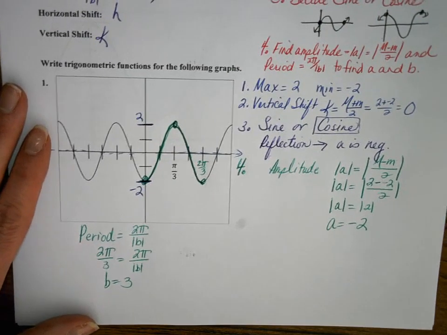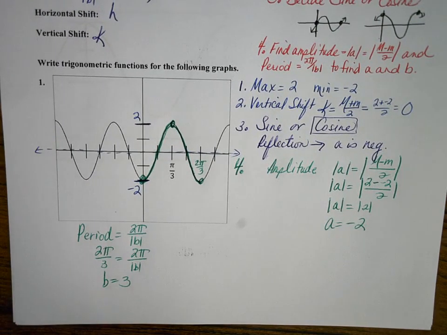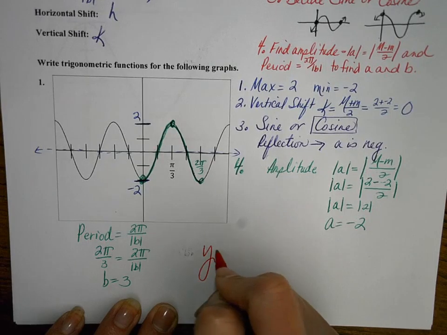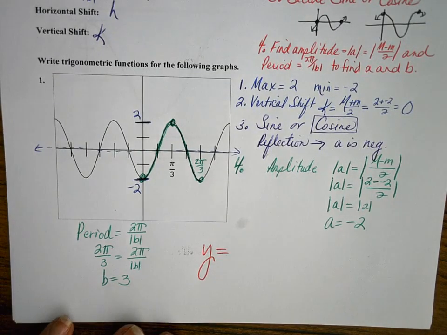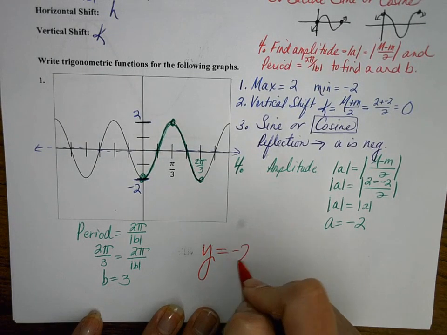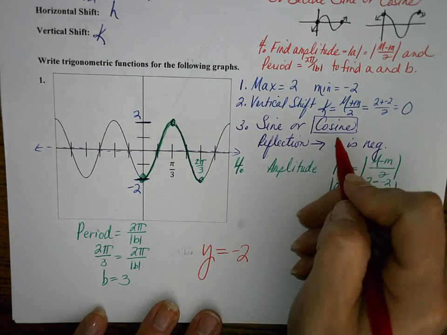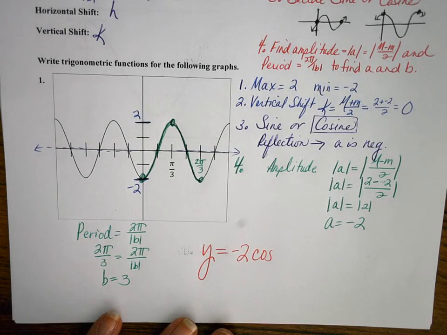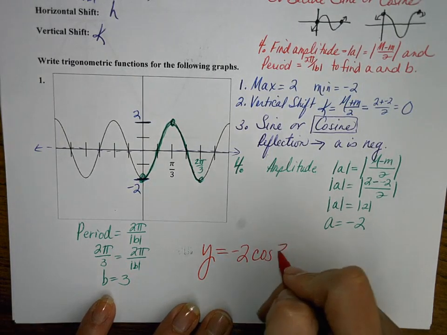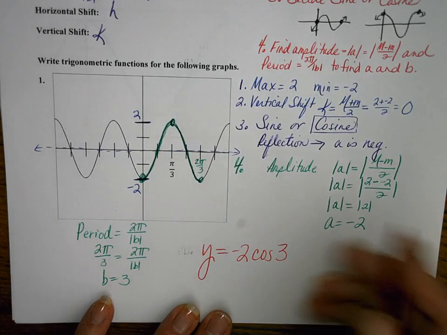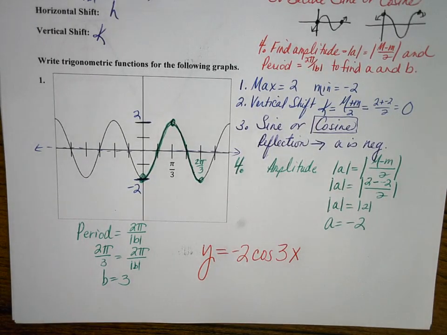All right. Now, we need to write the equation. So, y is equal to, how's this going to start out? My A value is negative 2. Cosine, I chose a cosine graph of, my B value is 3, x. What about H? Didn't shift left and right. What about K? There was no vertical shift up and down.